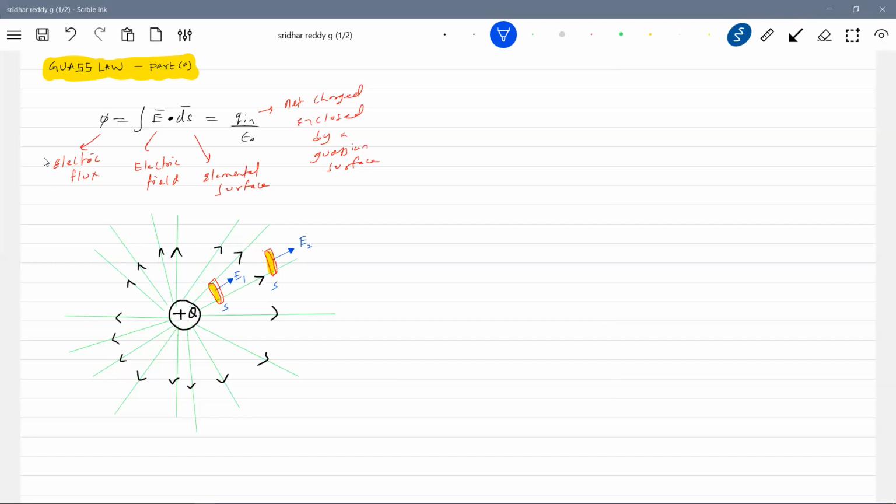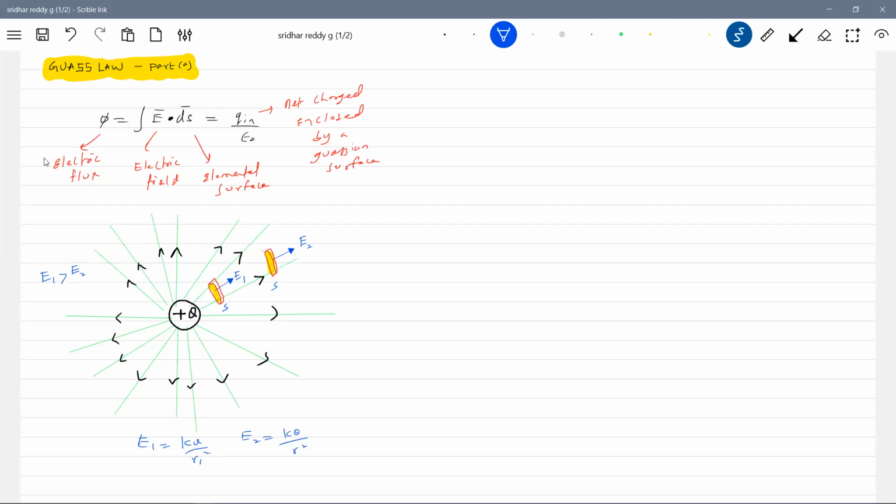Electric field strength at 1 will be greater than at 2. And look at the number of lines of force. More lines of force are passing through the surface at 1 than at 2. Then instead of saying number of lines of force, I just say that flux at 1 is more than flux at 2. For that, what happens? E1, E2 are uniform, because what is the formula for E1? We'll be using the formula kQ by R1 square. What about E2?